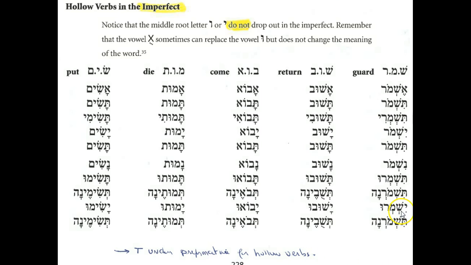Notice that the normal vowel under the preformative for a strong verb is a hireq. Tishmor, tishmeri, yishmor, tishmor, nishmor, tishmeru, tishmoru, and so on. Whereas with hollow verbs, the characteristic vowel under the preformative is a qamets. Ashuv, tashuv, tashuvi, yashuv, tashuv, and so on across the chart. There's no change in the preformative letters that are added, no change in the suffixes that are added. The key change here is in the preformative vowel.